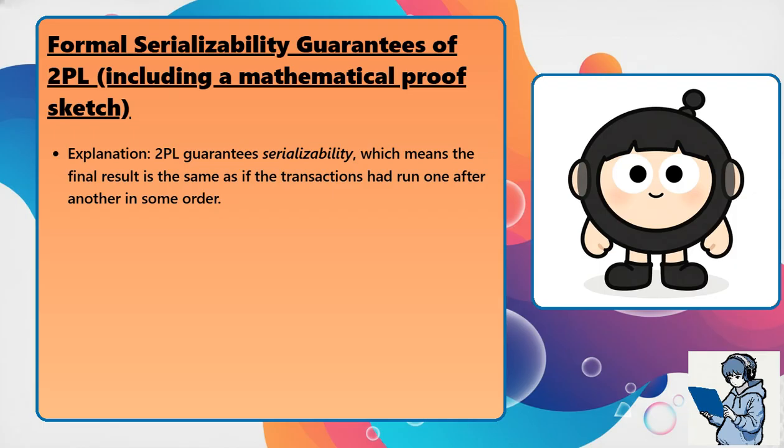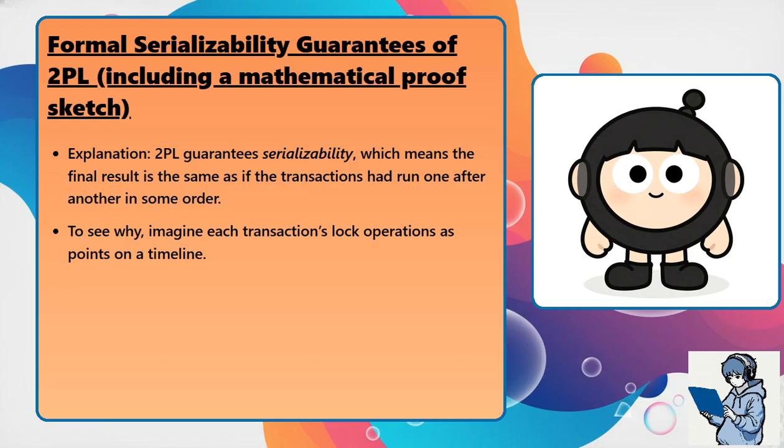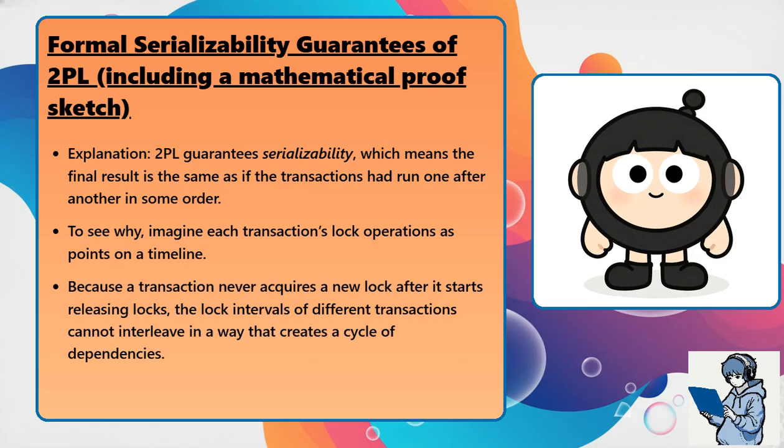Explanation: 2PL guarantees serializability, which means the final result is the same as if the transactions had run one after another in some order. To see why, imagine each transaction's lock operations as points on a timeline. Because a transaction never acquires a new lock after it starts releasing locks, the lock intervals of different transactions cannot interleave in a way that creates a cycle of dependencies.